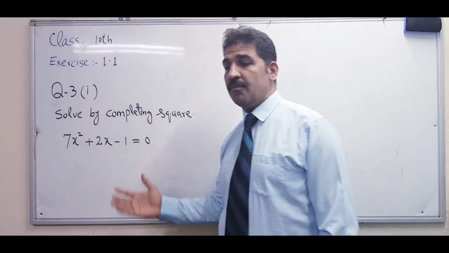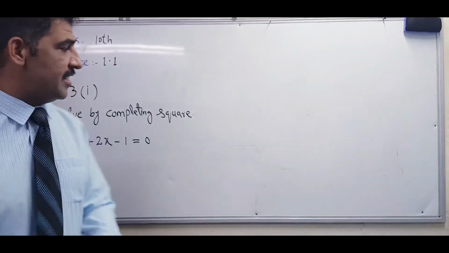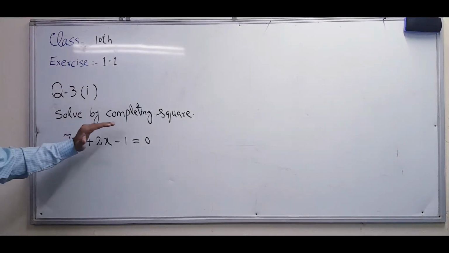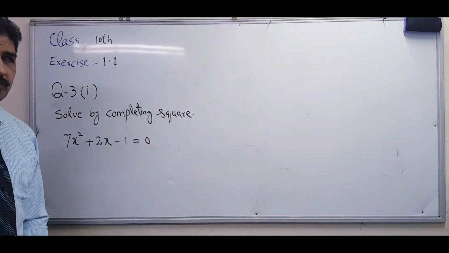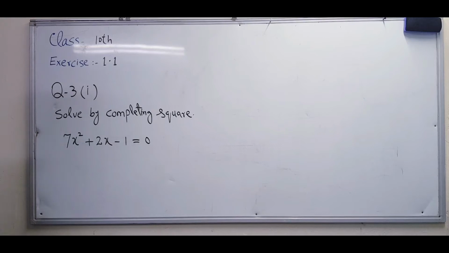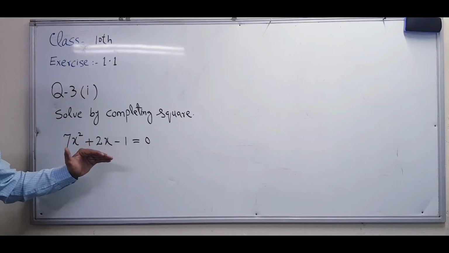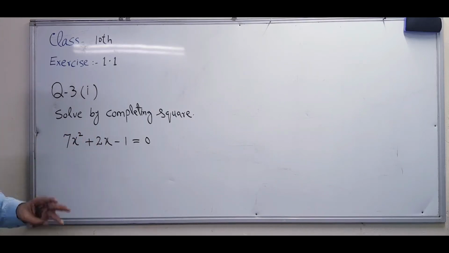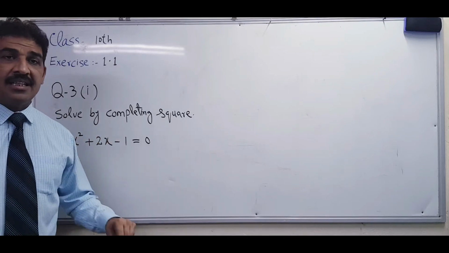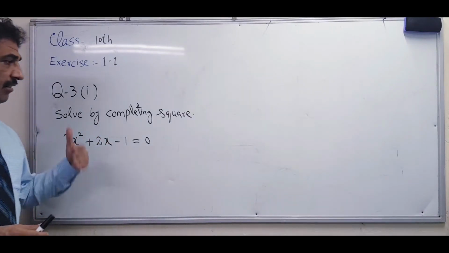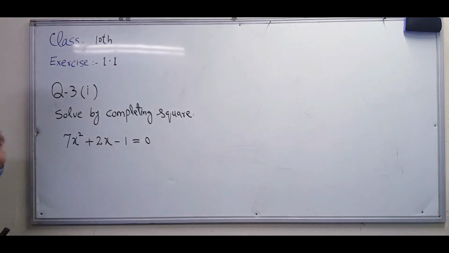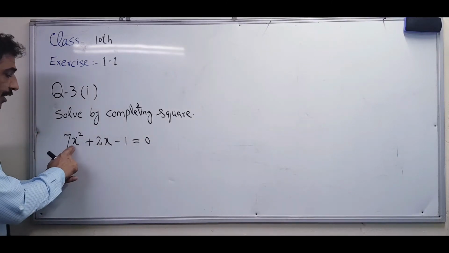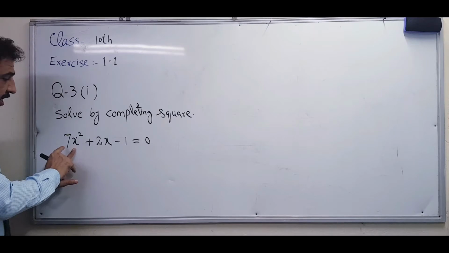Now we will come to today's topic. Today's topic is solving by completing the square. And how to solve by completing the square? To solve by completing the square, there are 3 steps, which I will explain step by step. The first step is that the coefficient of x square must be equal to 1.